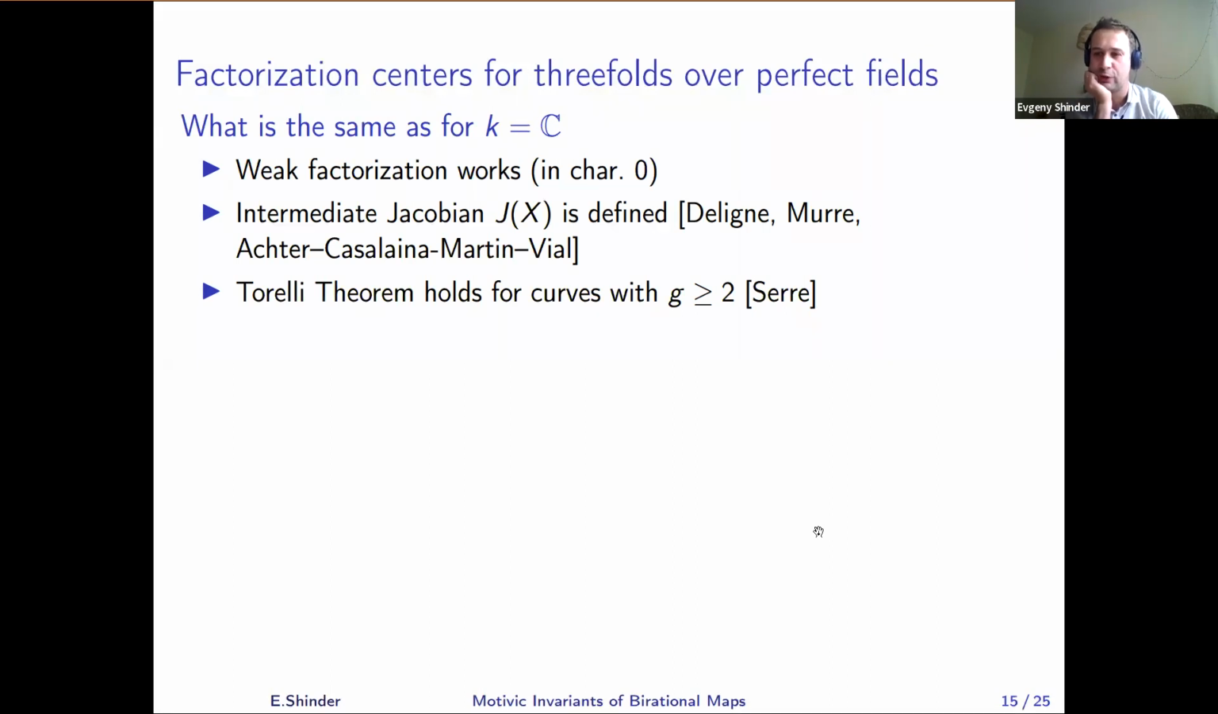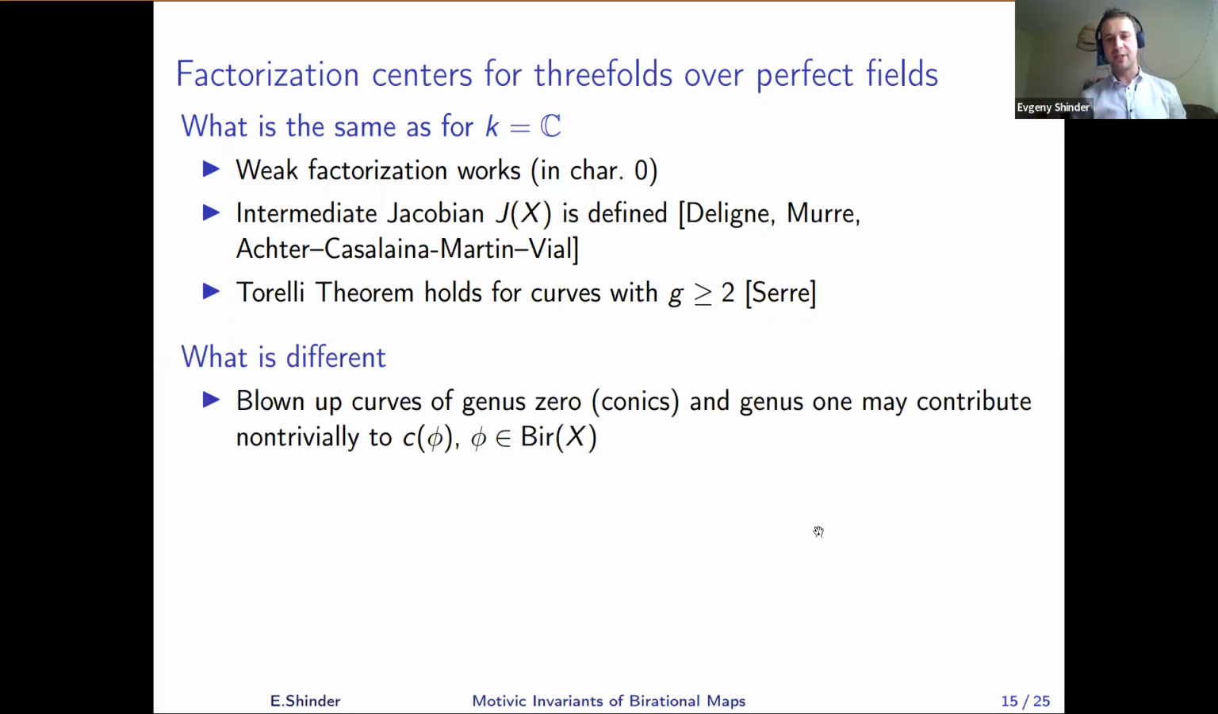So why doesn't the Torelli theorem hold for small genus? For genus 0, all rational curves have the same zero Jacobian, but there are a lot of different rational curves over non-closed fields, conics. And in genus 1, genus 1 curves are not determined by the Jacobian either, because there are twisted forms or torsors over this Jacobian. So the Torelli theorem cannot hold for genus 0 or 1, but it does hold for higher genus. As a result, higher genus curves cannot contribute by the same proof, but conics and genus 1 curves can contribute, because there's no way we can read them off from the Jacobian of the threefold.